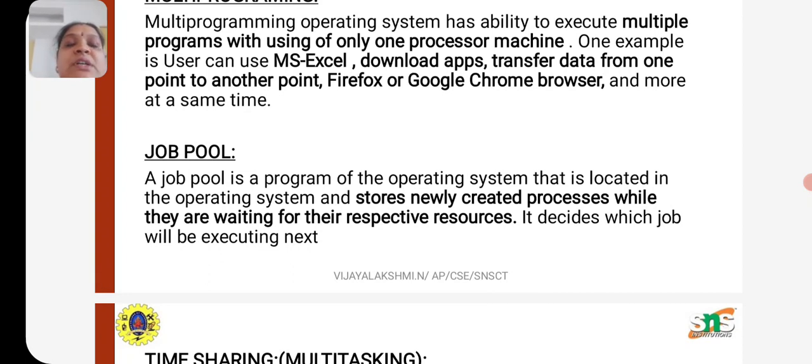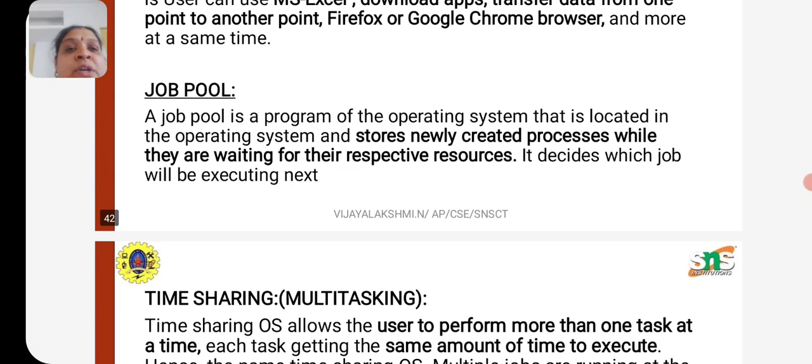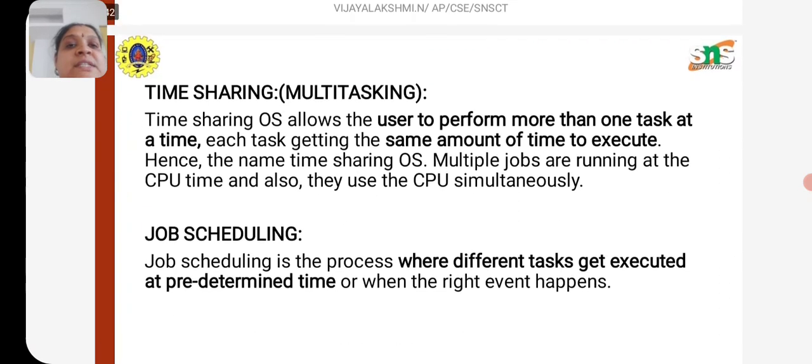Job pool is nothing but a program of the OS which is located in the operating system, which stores newly created processes while they are waiting for their respective resources. It will decide which job has to be executed next. Next is time sharing, or I can say multitasking.